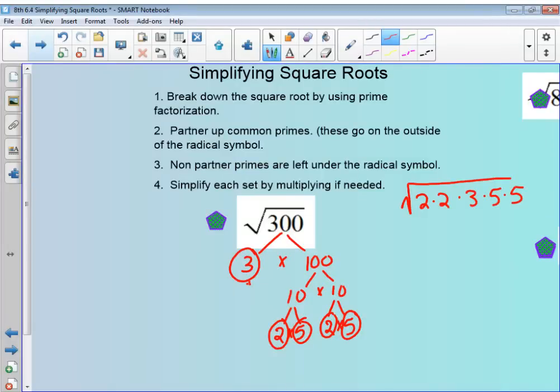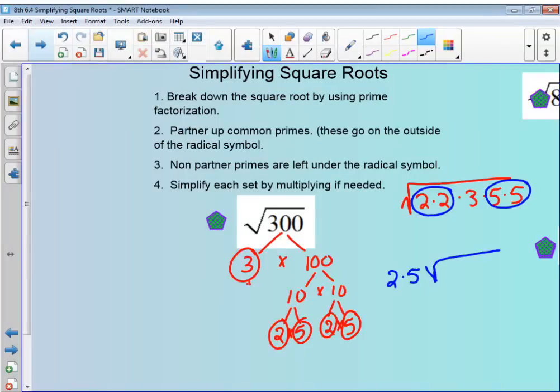I put numbers that were the same next to each other. Okay, so now I'm gonna look underneath there and see if there's any partners. Here's a set of 2s and here's a set of 5s. So on the outside of my radical symbol, I get to write each one of those sets. I just get to write the number once for each set. So a 2 times a 5.